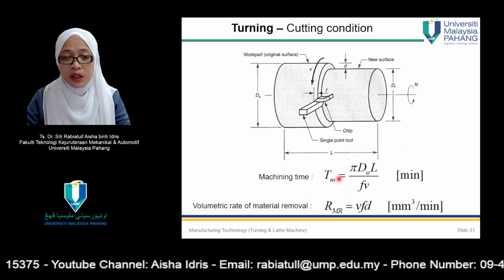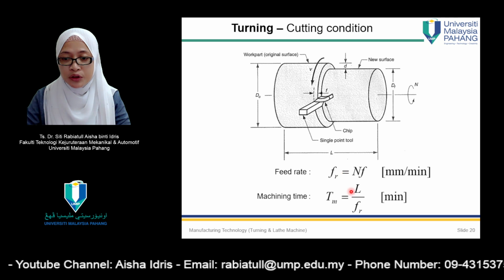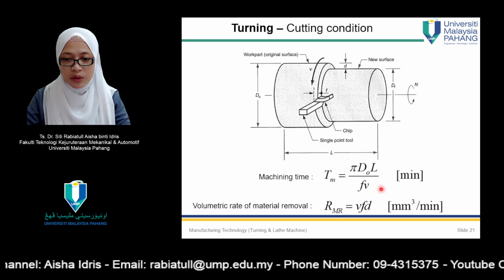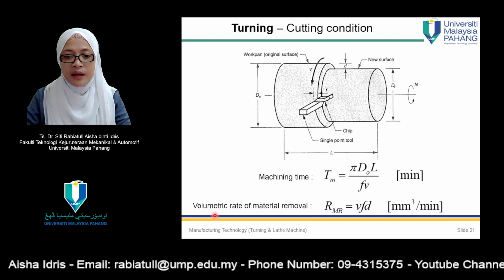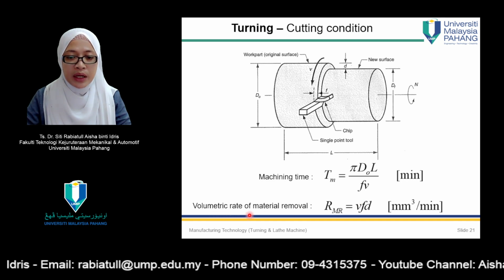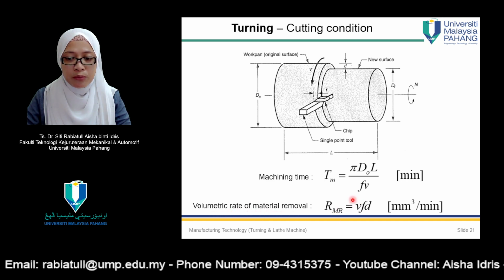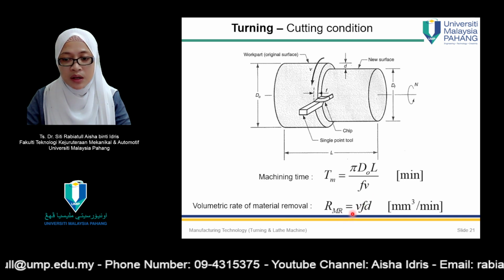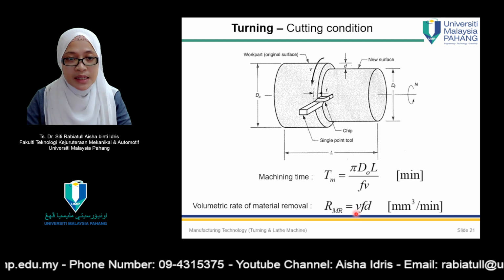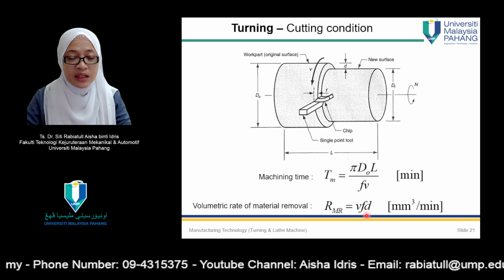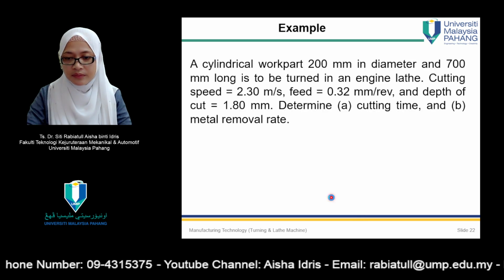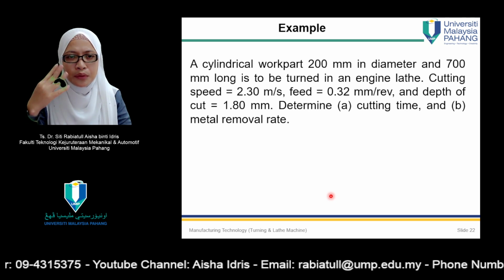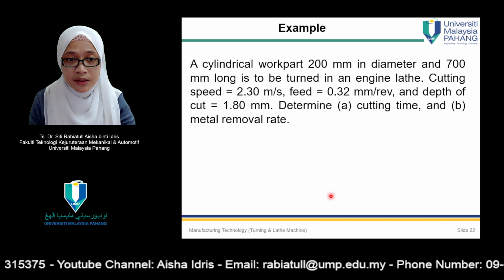So if you substitute feed rate into machine time, you should be able to get this formula as well. And then the volumetric rate of material removal. This is the formula. V is the speed, F is the feed, and D is the depth of cut. So now let's look at the example for this topic.